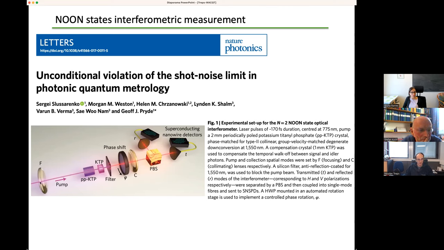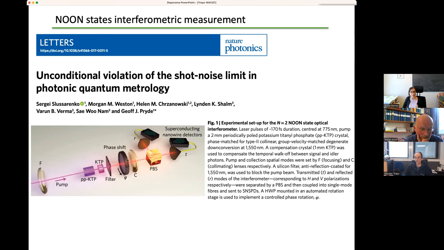So what they have is a nonlinear crystal here to generate the two photons, and the two photons have different polarization. So you have two independent photons with different polarization, and if you rotate the polarization by 45 degrees, this is the same as having a beam splitter. So in the HV basis, you have two independent photons. If you look at the diagonal and antidiagonal basis, you have your NOON state with N equal to 2.